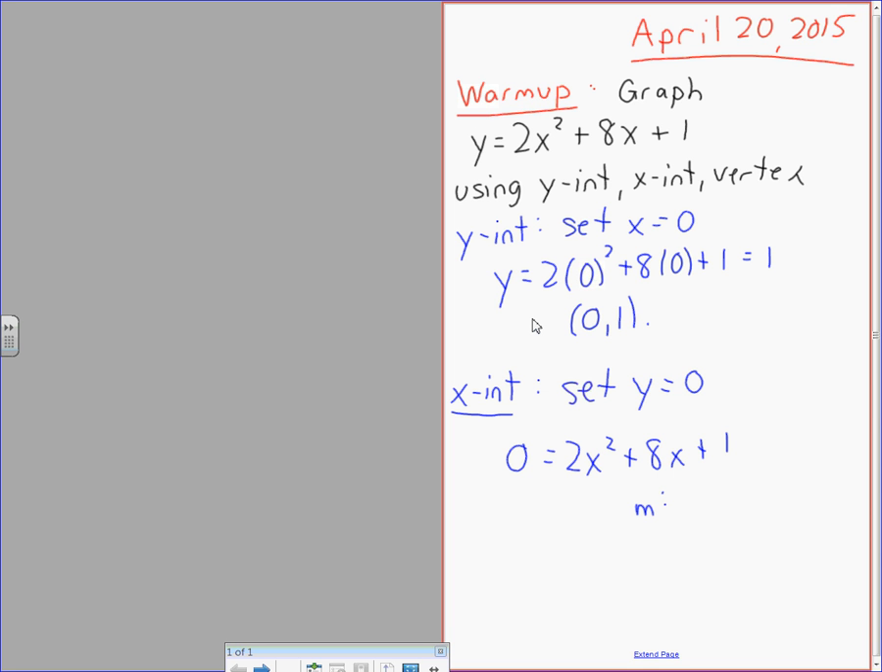So it would be 2 and 8. Is it possible to multiply to 2 and add to 8? Sure, 2 times 4 is 8, right? But it's not like something times something can equal 2, so that's not going to work.